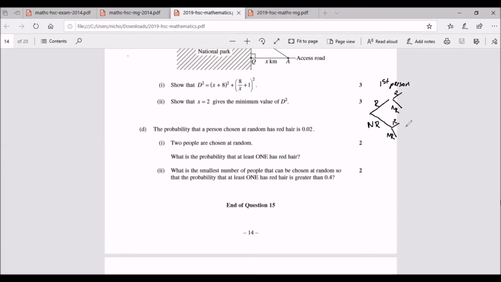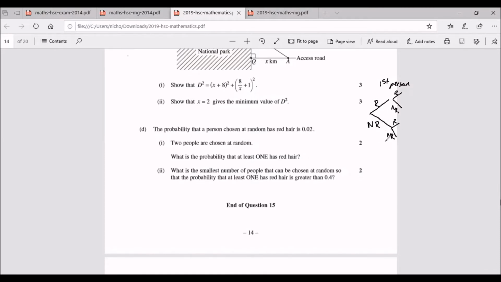So we want that at least one had red hair. Either they can both have red hair, the first one could have red hair, or the second one could have red hair, right? So what we're going to do here is use the complement of the event. If we want to find that at least one of them has red hair, we could add these three probabilities together. Or we could just do this last one and subtract this value from 1, so 100%, and that would give you the probability that that's not true.